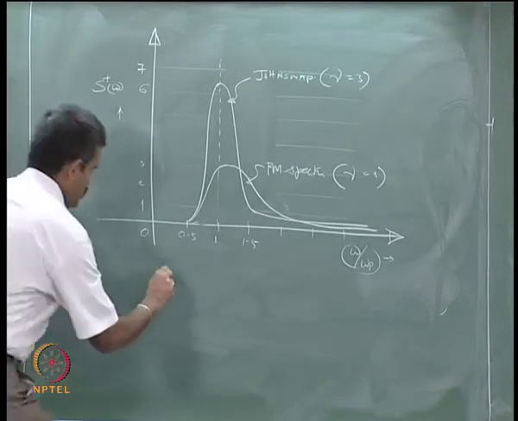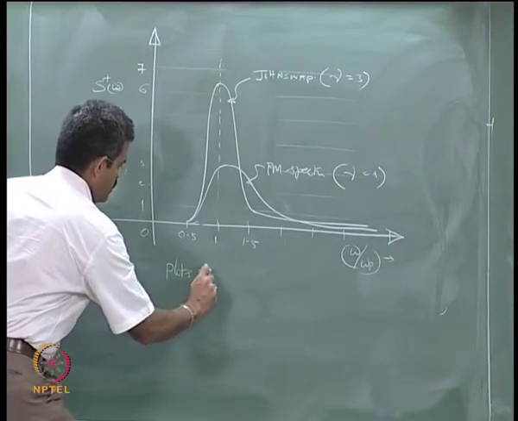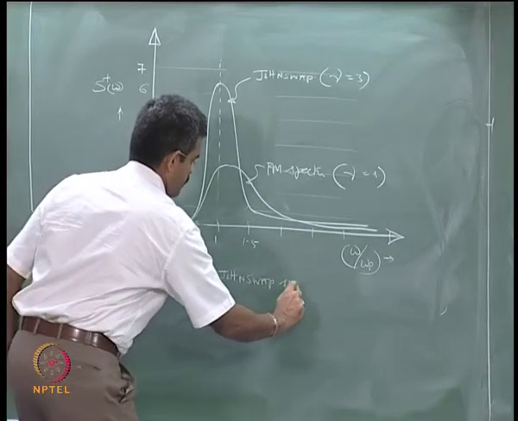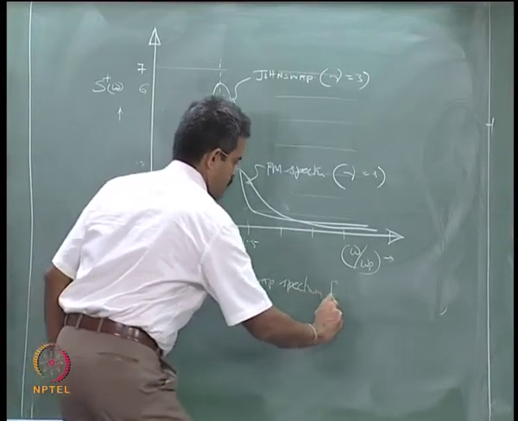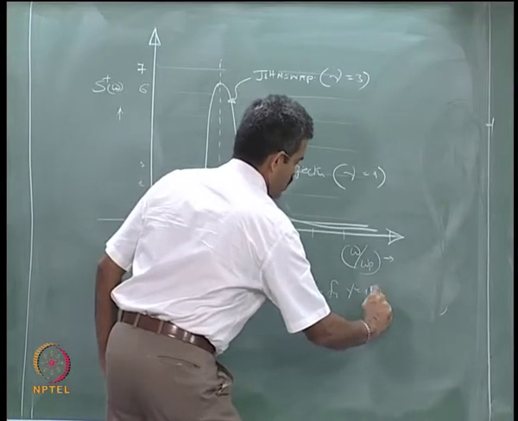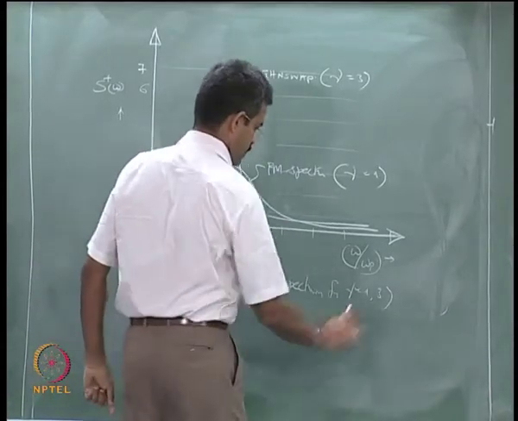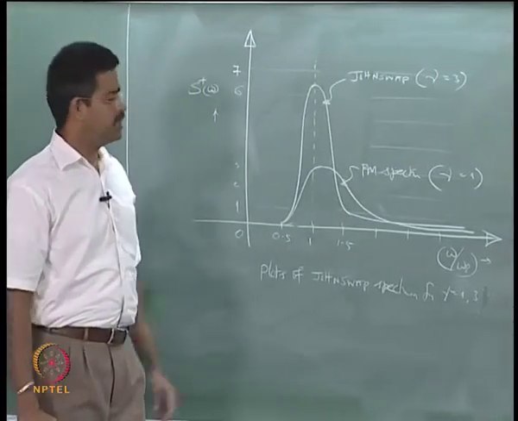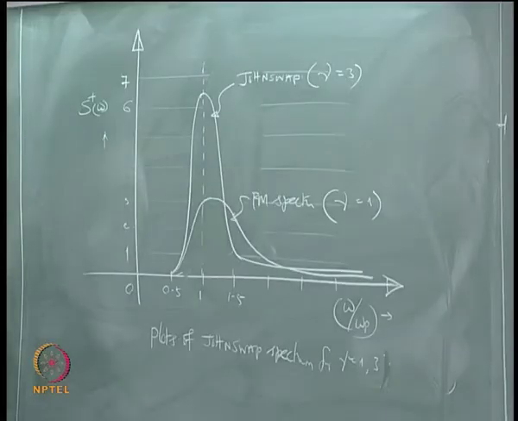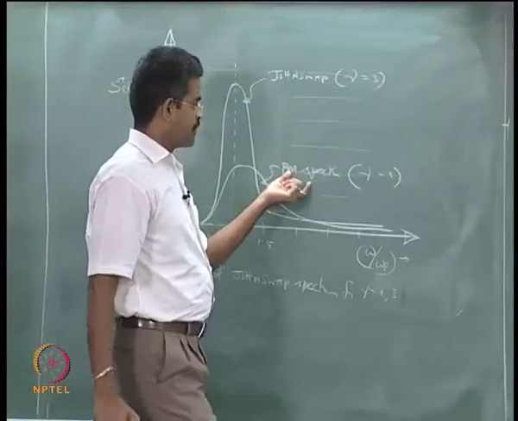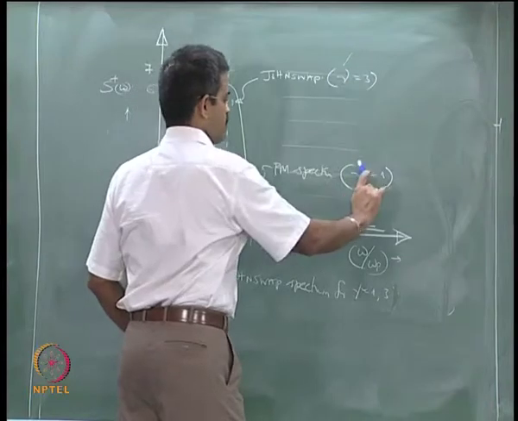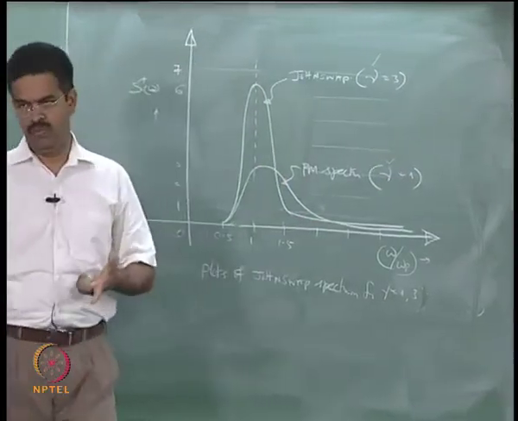So, the figure shows essentially the plots of the JONSWAP spectrum for nu equals 1 and 3. The peakedness parameters 1 and 3 show two different spectrums. So, now the PM spectrum is a modified version of the JONSWAP spectrum where the peakedness parameter assumes a specific value of unity.